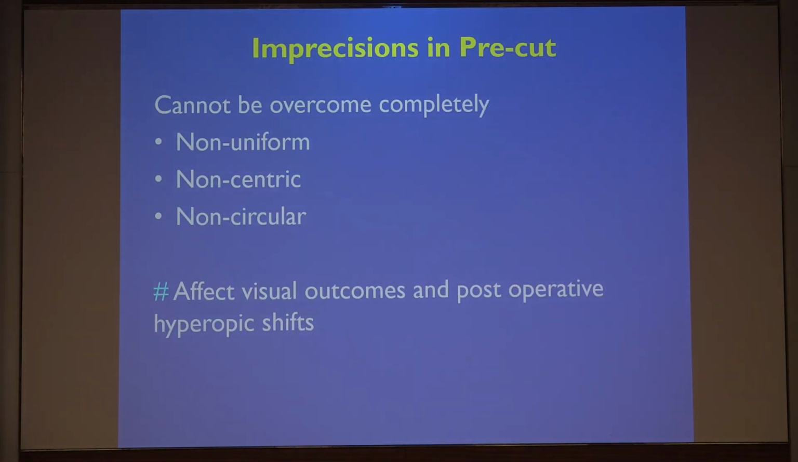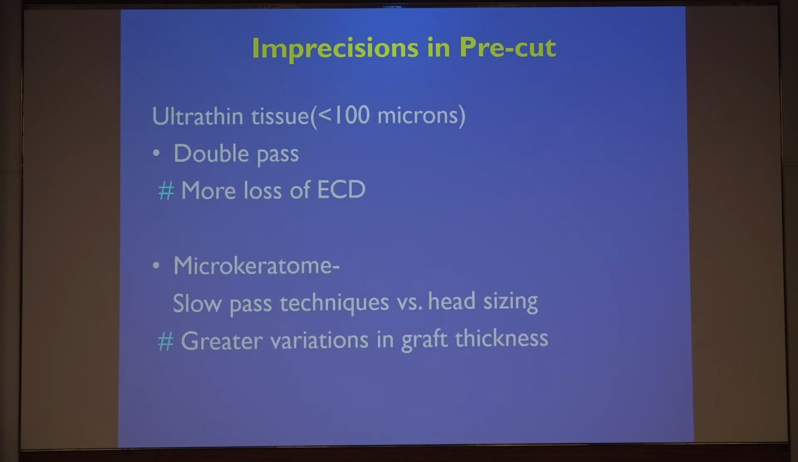And there could be certain imprecisions in the pre-cut, and these cannot be completely overcome. This is mainly because the pre-cut is an automated method and may have some variation based upon the force we apply during the pre-cut process, during the running of the microkeratome. So sometimes the pre-cut can have non-uniform posterior lamellar bed thickness, and it can be non-centric and it could be non-circular. These do not have major deviations, but sometimes minor refractive hyperopic shifts can occur because of this reason. Ultra thin tissues again can be done by double pass method, which can lead to more cell loss, because each time you pass the microkeratome across, you will be contributing to a certain degree of endothelial cell loss.